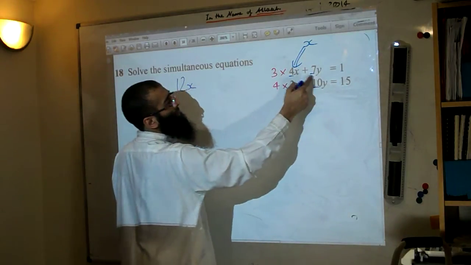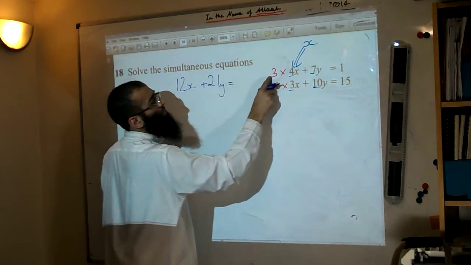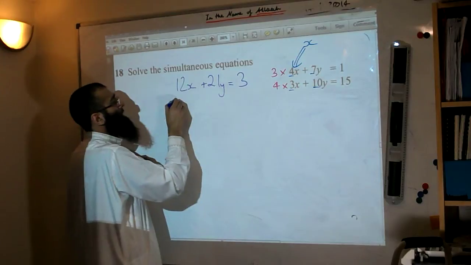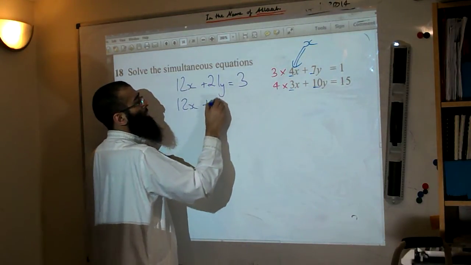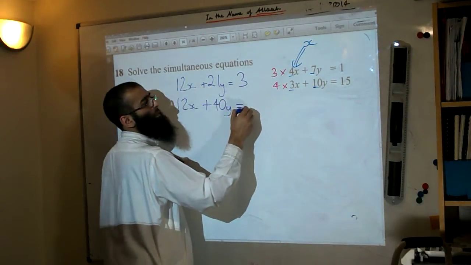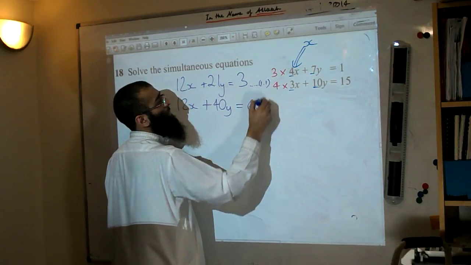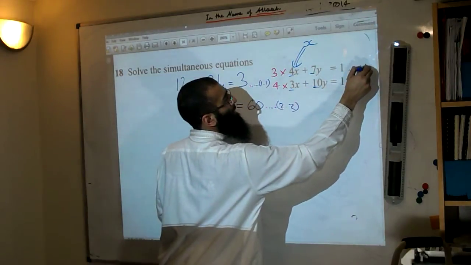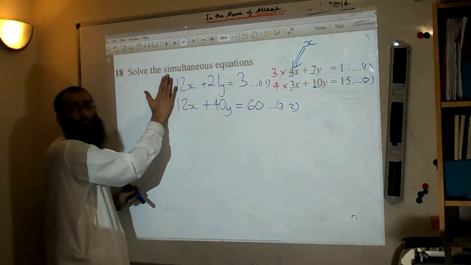Okay, and 3 times plus 7y is 21y. And 3 times 1 is 3. 4 times 3x is 12x. 4 times plus 10y is 40y. And 4 times 15 is 60. Okay, so this is what we're going to be working on now.